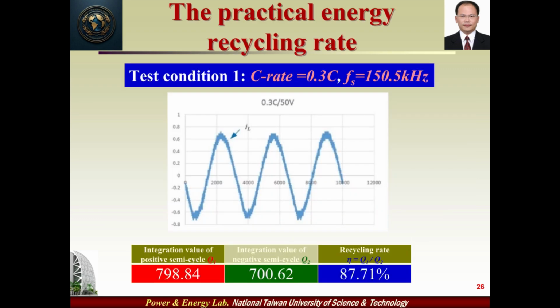Finally, we will calculate the energy recycling rate by integrating the area of the loading current waveforms. Actually, it is clear that there are some differences between the positive semi-cycle and the negative semi-cycle, i.e., the energy drawn from the battery during the test procedure cannot be recycled completely. In this slide, when the C rate is 0.3 C, the integration value of the positive semi-cycle Q1 is 798.84, and the integration value of the negative semi-cycle Q2 is 700.62, so the recycling rate is 87.71%.